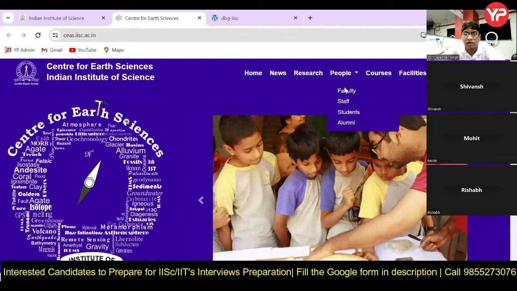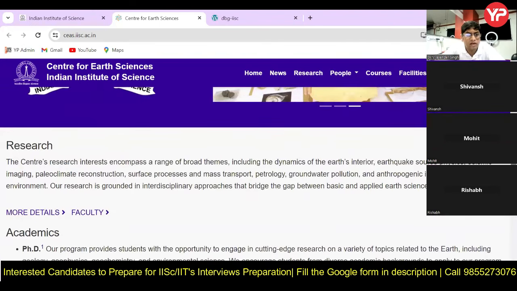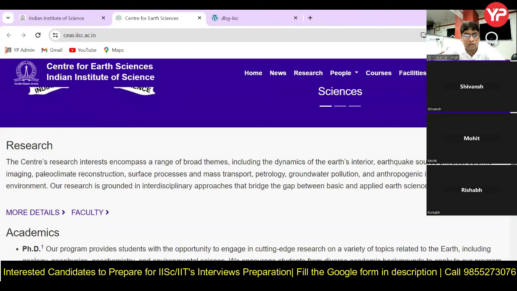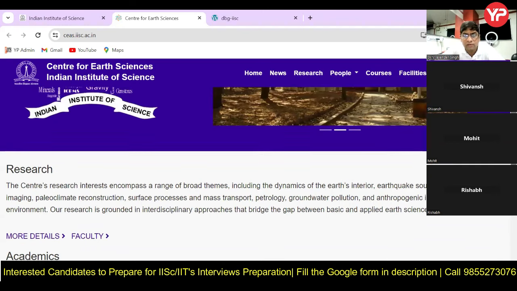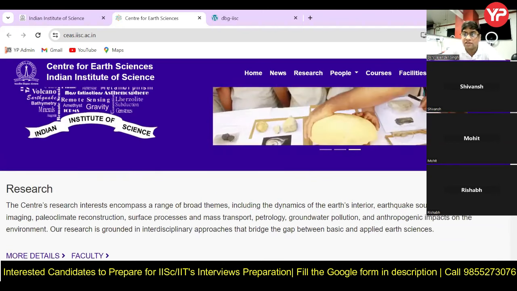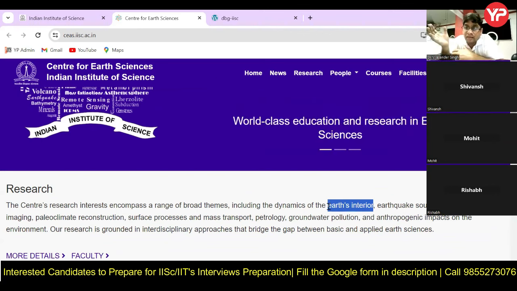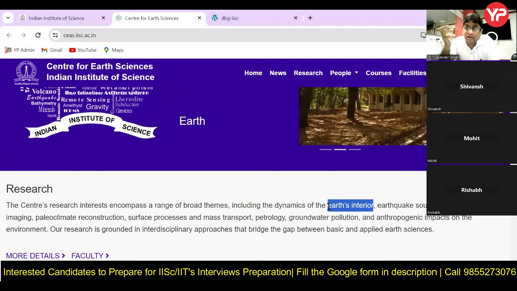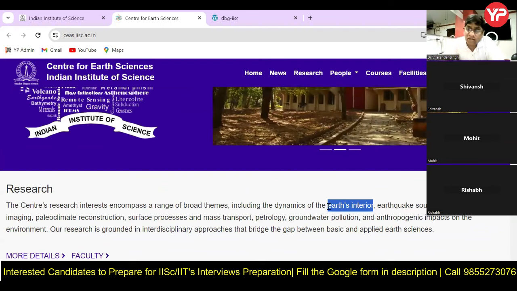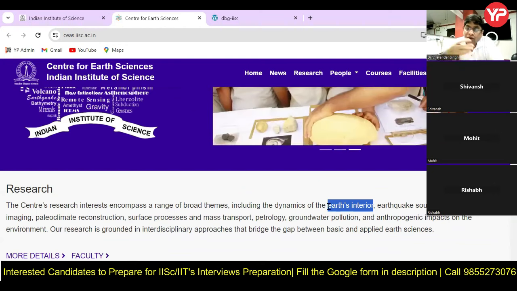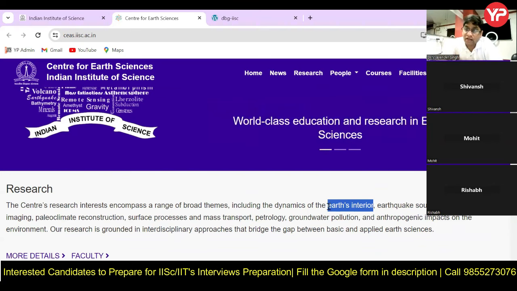Now, if I go to people, faculty and research, again I get the same thing about where to prepare from. The moment you start seeing in which domain they are doing research, you find that they are into mass transport, ground pollution, and Earth's interior. Last year, a question was asked on Earth's interior. Can you tell me how the Earth's interior is divided into layers? Which metal is largely present in the interior of Earth? What is the temperature at the core of Earth? What is the main reason for the Earth's magnetic poles and magnetic attraction?